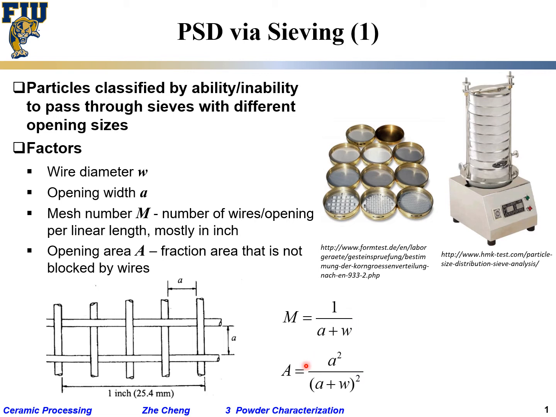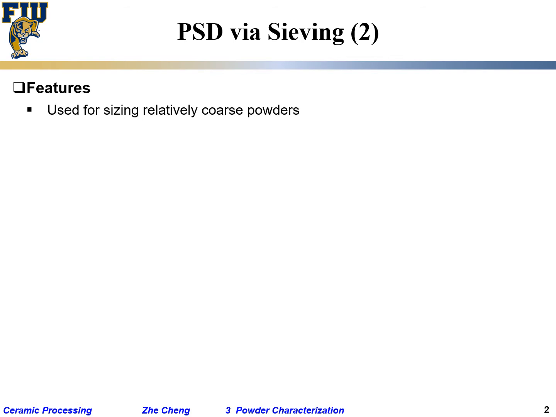On the other hand, the capital A for opening area is a percentage, A squared. That gives me my actual opening divided by A plus W, that's my total area, squared. That gives us a ratio. What's the percentage of the screen that is open? Okay, PSD by sieving, let's continue a little bit.